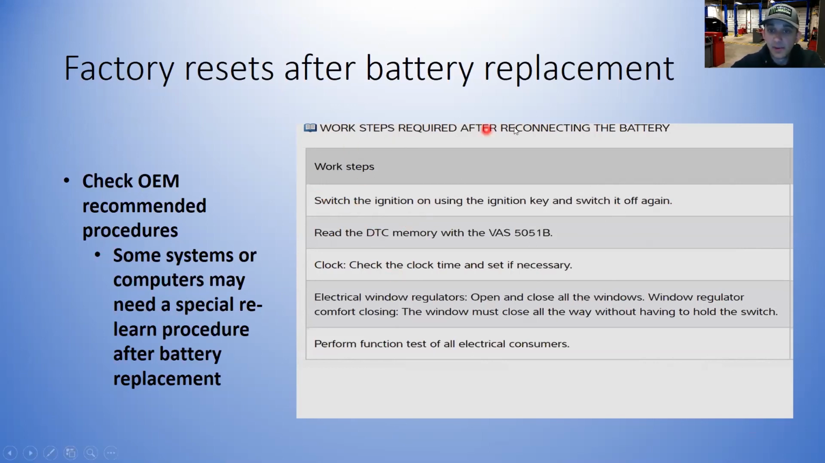So here's an example of work steps required after reconnecting a battery. You always want to make sure that you do this because you don't want to send a car down the road and then a customer come back with something not working correctly when you could have just taken care of it in 5 minutes with a quick, simple procedure, or sometimes just a scan tool reset.